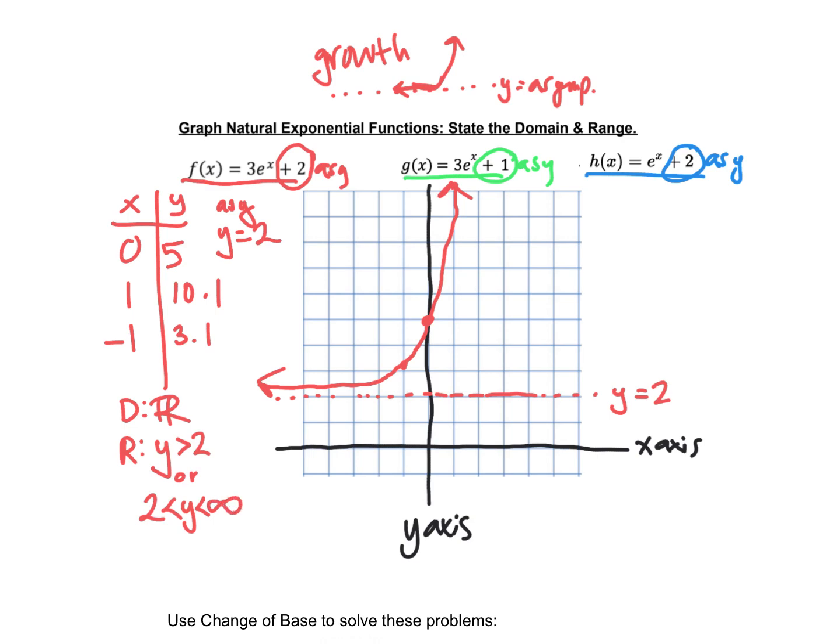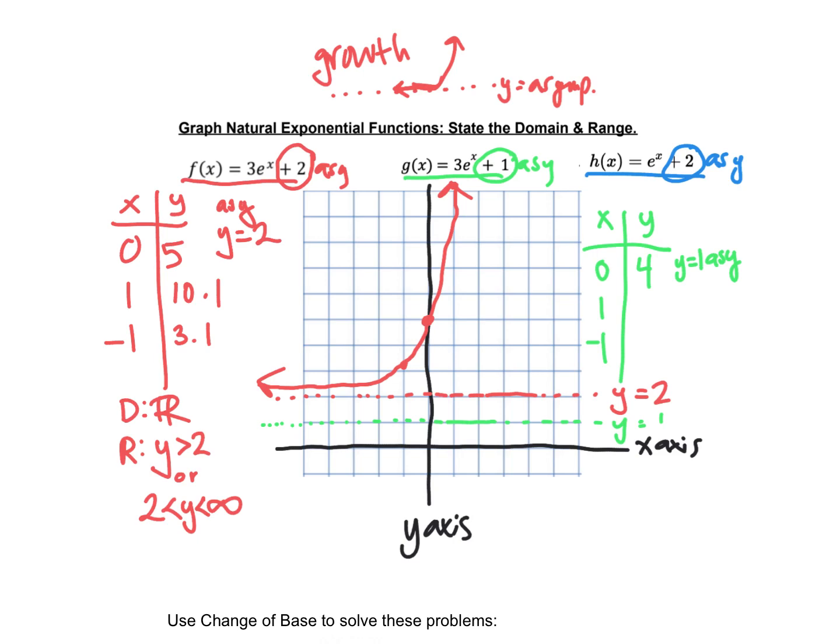All right, let's do the green function, which is g of x, right? So we have g of x. What's our asymptote? Let's see, I'll put it over here. So we have x and y. Our asymptote is y equals 1. So I'm going to do that. Y equals 1. I'm going to plug in the same numbers, 0, 1, negative 1. What do we get when we plug 0 into our g of x function? 3 times e to the 0. Again, anything to the 0 power is 1. So really this is 3 plus 1, 4.